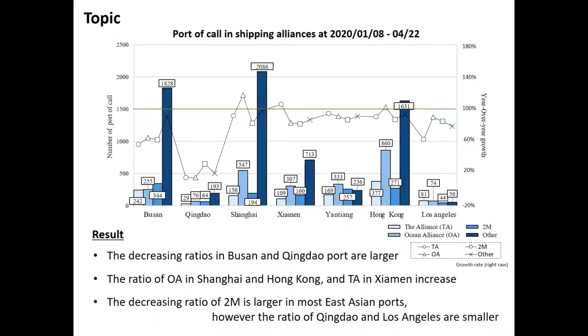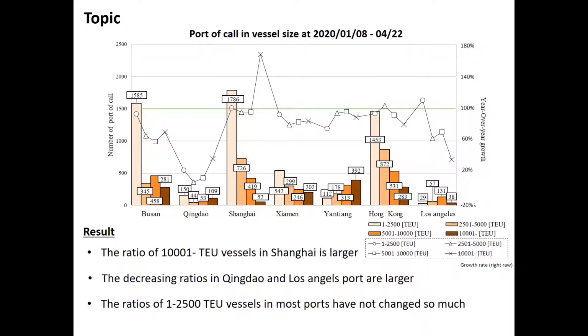First, the decreasing ratio in Busan and Qingdao ports is larger than other ports. The second one is that the ratio of Ocean Alliance in Shanghai and Hong Kong, and of the alliance in Xiamen, is higher than other ports. The final one, the decreasing ratio of 2M is larger in most East Asian ports. However, the ratio at Qingdao and Los Angeles ports is smaller. From this result, we can find that there are differences in port calls by shipping alliance among ports. This is the result.